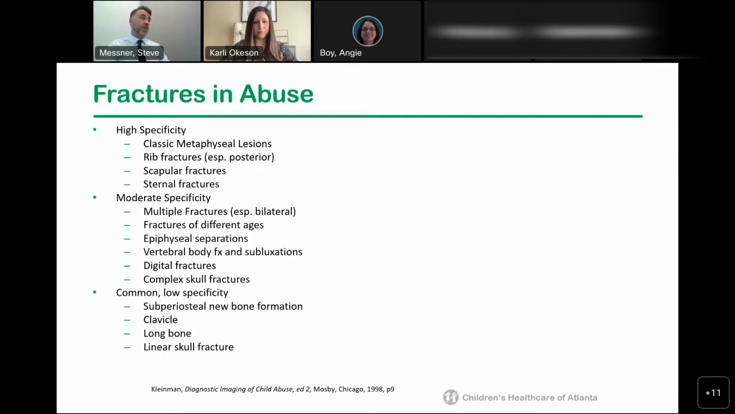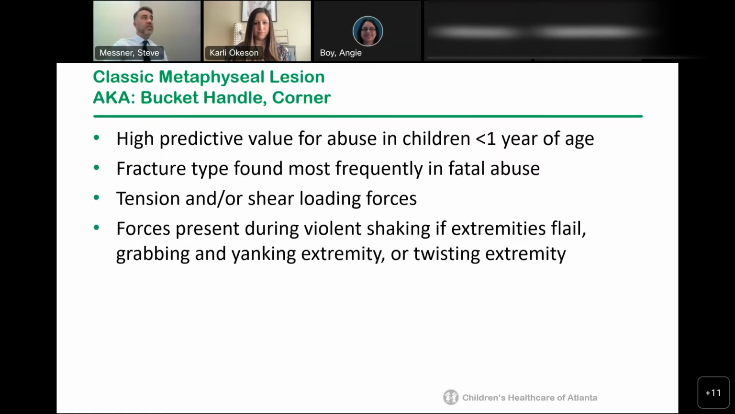This is an older study, and he actually looks at all of the different bones. He has lots of papers out, Dr. Kleinman, that look at these different bones and fractures and at the healing that occurs in those fractures. But I'm going to go over what the high specificity fractures are, and I'll show you what they look like. So these are the classic metaphyseal lesions. This is sometimes known as a bucket handle fracture or a corner fracture. Very high predictive value for being abuse in children less than 1 year of age.